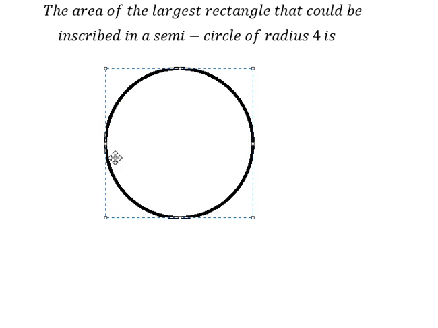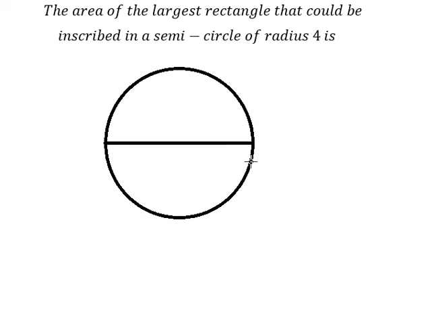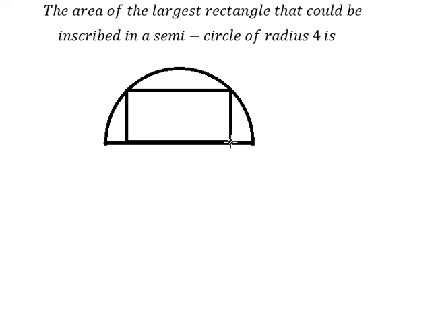Now we have a circle and now we need to create a semicircle because in the question they want to find the largest area of the rectangle inscribed inside the circle in here. Just like this. And we know that the radius is number 4.